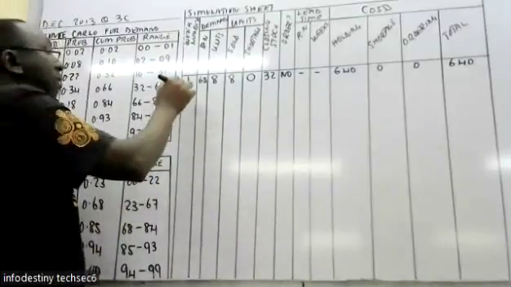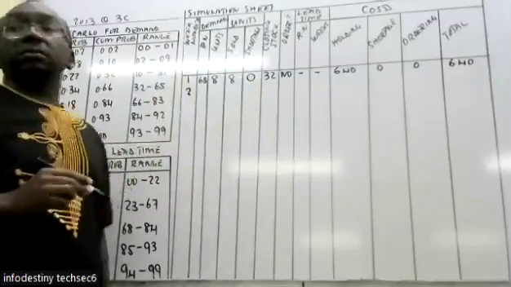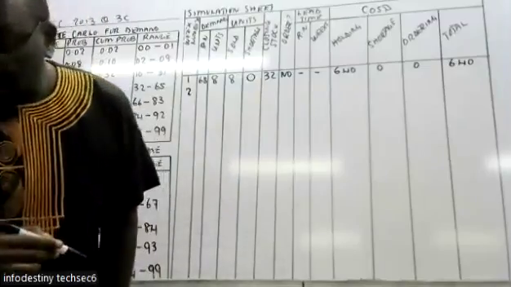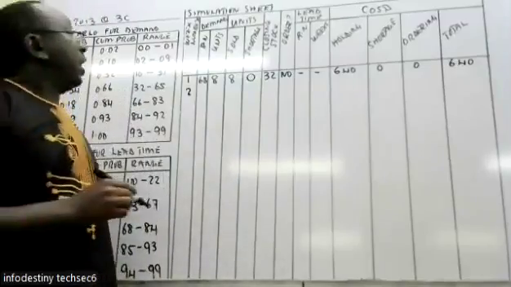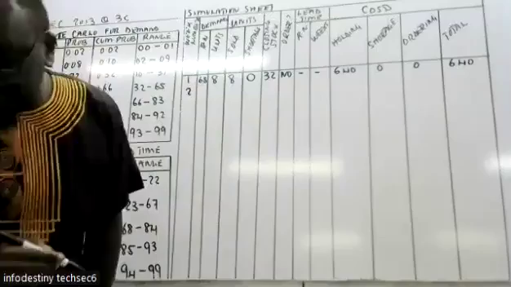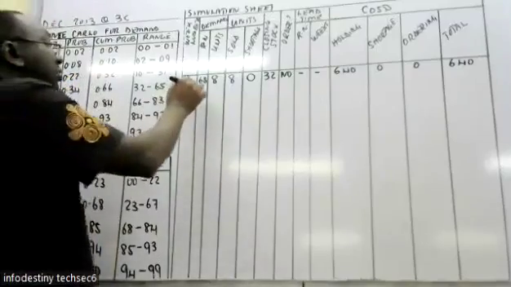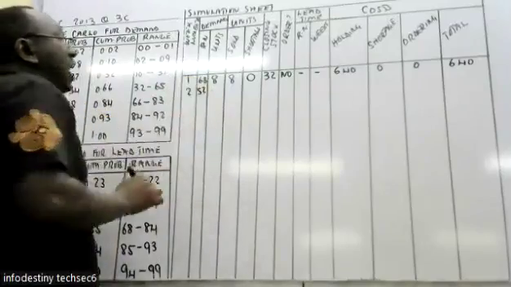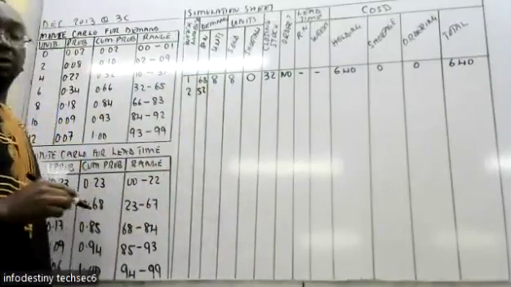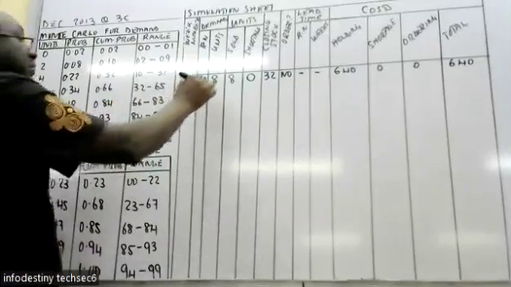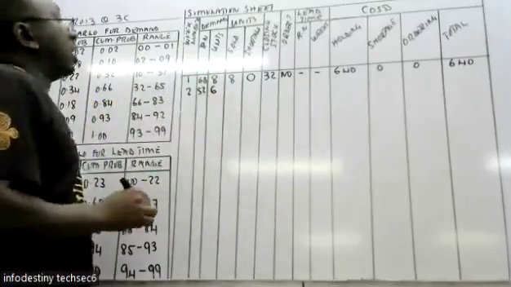We go to week number 2. Week number 2, the random number is what? 52. So 52, when you look for it here, it is at 6 units. So can we afford?